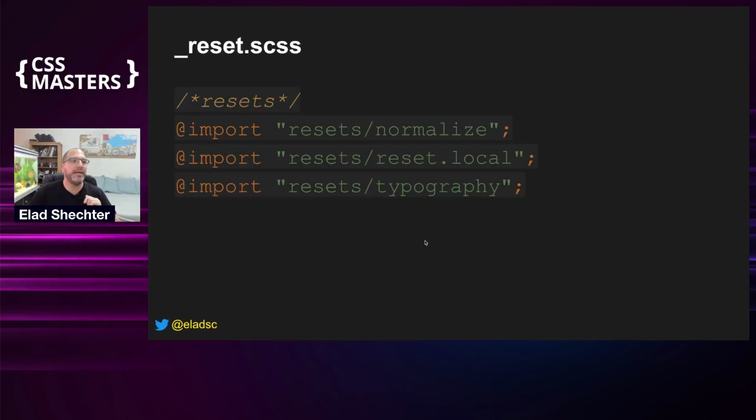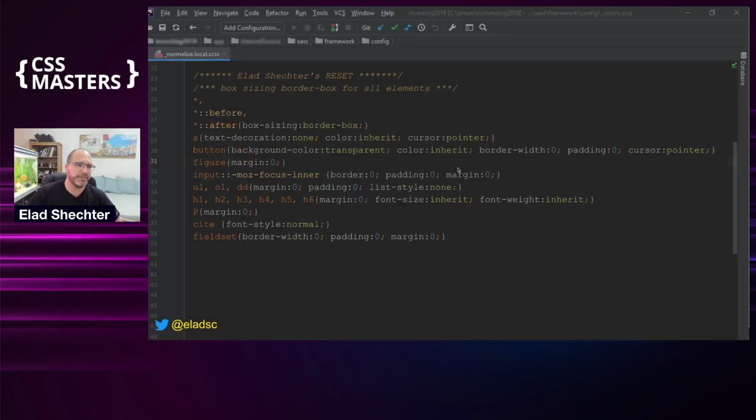This is how my main reset CSS file looks like. I have the Normalize that I'm using as is. I'm not changing anything in the Normalize, just downloading the latest version. And the second file is the CSS reset that I'm creating for myself. I'm creating it in a different way.